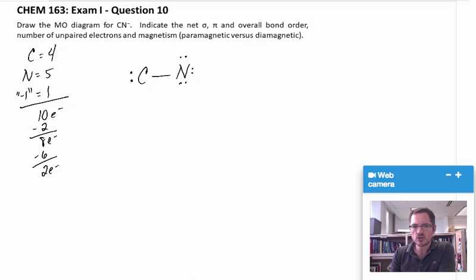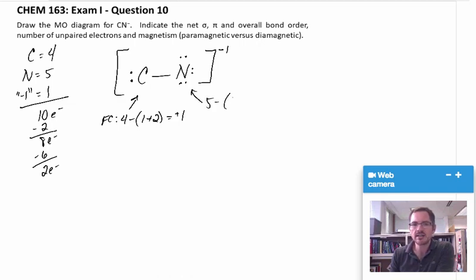And I'll put 2 electrons on my carbon. And this compound is negative, so I'll put a -1 there. My formal charge for carbon is going to be a valence of 4 minus 1 bond and 2 surrounding electrons, which is equal to +1, while my formal charge for my nitrogen is going to be 5 minus 6 plus 1, which is going to be a -2.